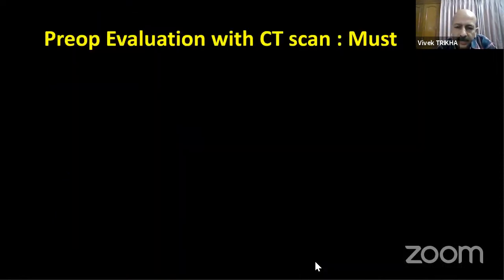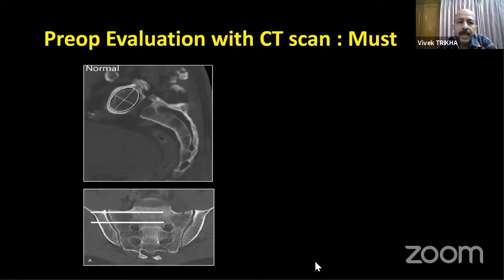Then let's come to what is common. The most important thing is pre-op evaluation with a CT scan. People might say that we look at everything on an X-ray, but remember that in a normal X-ray and in a normal CT scan and a normal pelvis, you have an osseous corridor, which is roughly 1.5 to 2 centimeters thick in the S1 region where you can put in the screws.